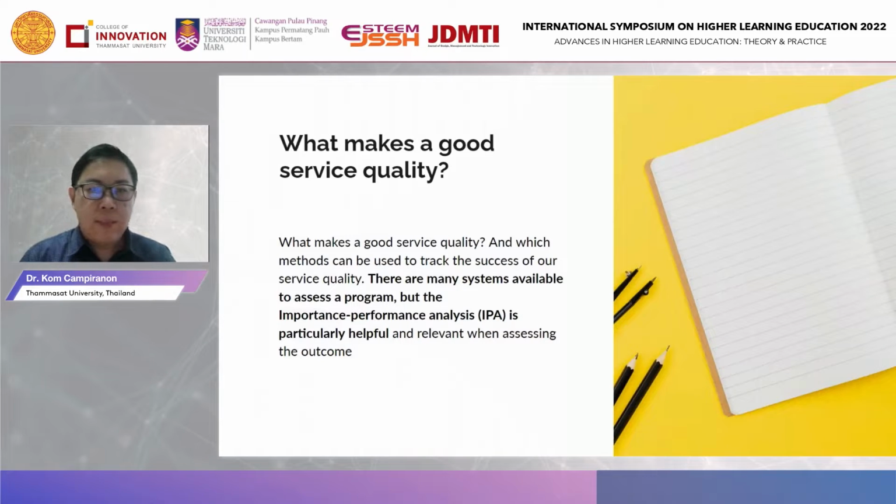So again, what makes a good service quality, right? Again, there are many models, there are many concepts available, but the IPA can be very helpful when trying to analyze the outcome of the service.